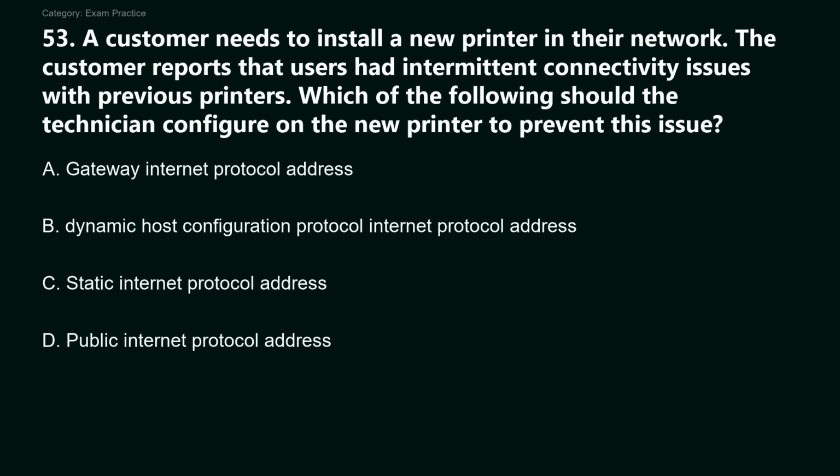Question 53. A customer needs to install a new printer in their network. The customer reports that users had intermittent connectivity issues with previous printers. Which of the following should the technician configure on the new printer to prevent this issue? Option A, Gateway Internet Protocol address. Option B, Dynamic Host Configuration Protocol Internet Protocol address. Option C, Static Internet Protocol address.